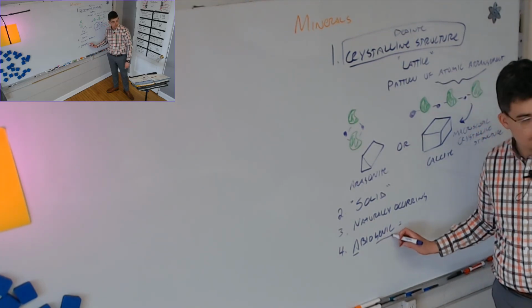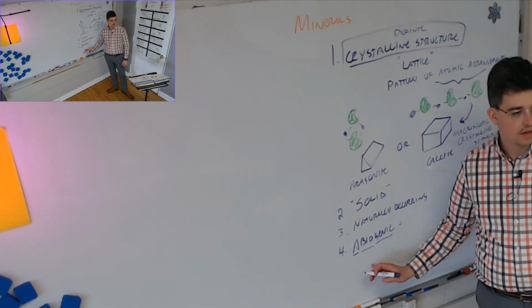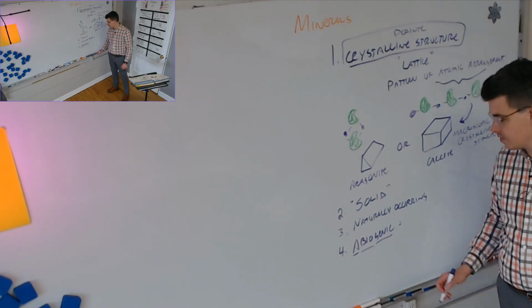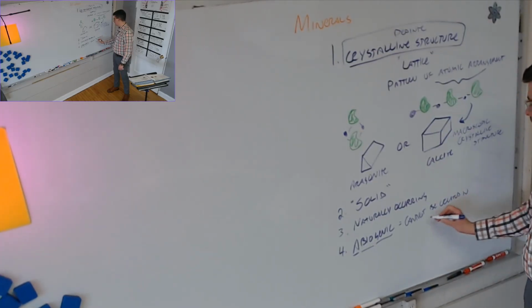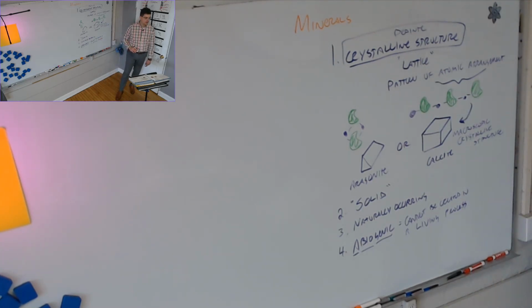Biogenic. What's the genic? Created by. What's bio mean? Living, yeah. So abiogenic means without having been created by life, so it cannot be created in a living process. What would be an example, or I should say, a non-example? What's something that people might think is a mineral that was created in a living process?